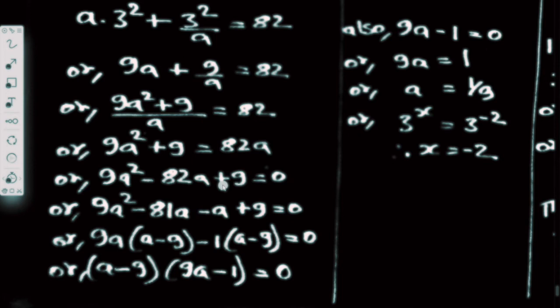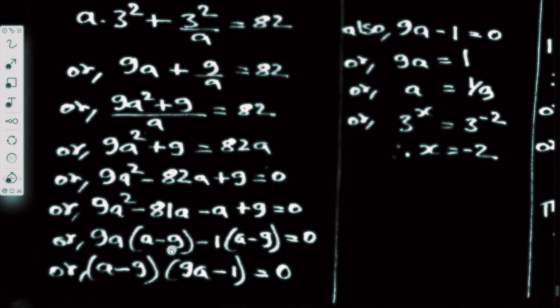To factorize this expression, we should make this middle one into two parts so that our factorization process shall be easy. To make our factorization easy, we should break this 82 into two parts. Here comes our 9a square minus 81a minus a plus 9 equals 0. Or here 9a comes as common, a minus 9. Here minus 1 comes as common, minus 1 bracket a minus 9 equals 0.